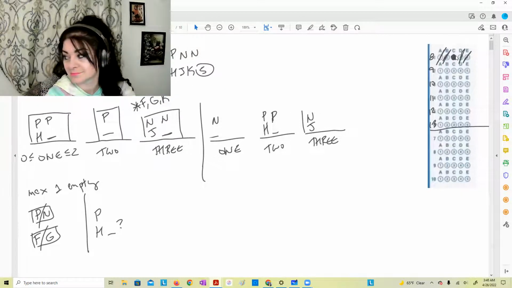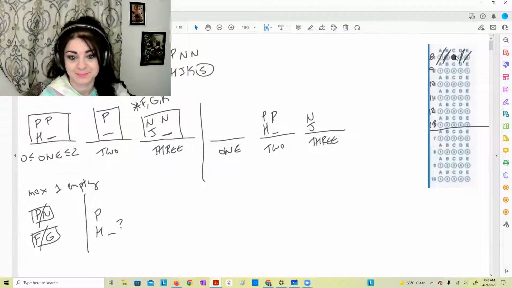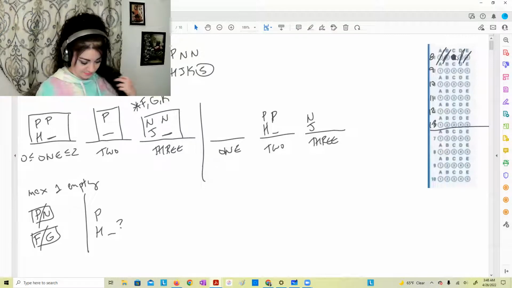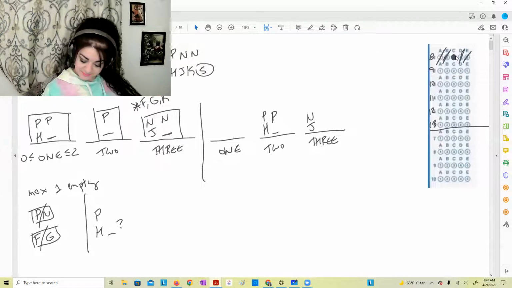Sorry, my wonderful dog is being really good. So I keep looking at her. And so that is D.